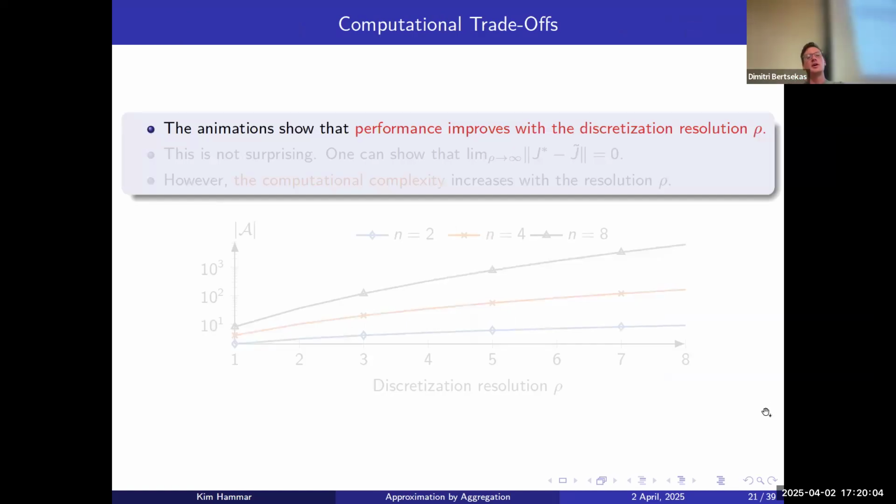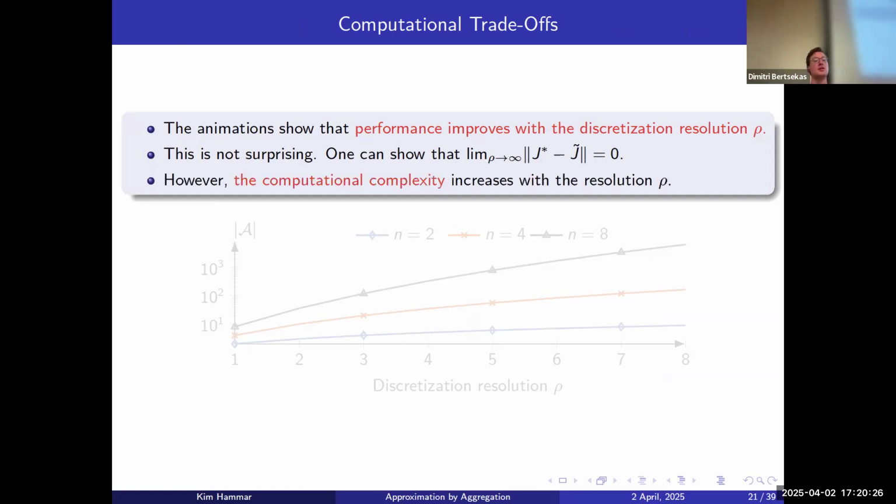So again, the takeaway is mainly that when we increase the discretization resolution, we generally get better approximations. And one can also show theoretically that in the limit, as this resolution increases, your approximation will actually converge to the optimal cost function. But there is a fundamental trade-off here because when you increase the resolution, you also increase the number of representative beliefs and therefore the complexity of the aggregate dynamic programming problem.